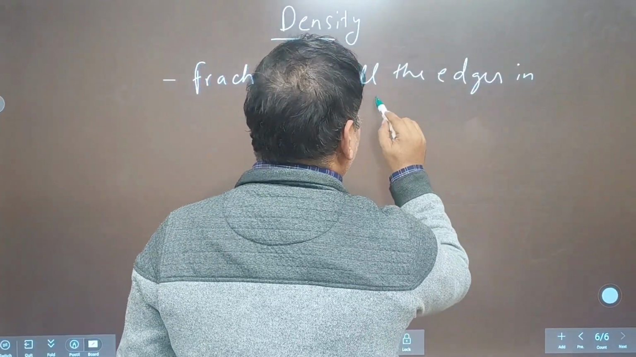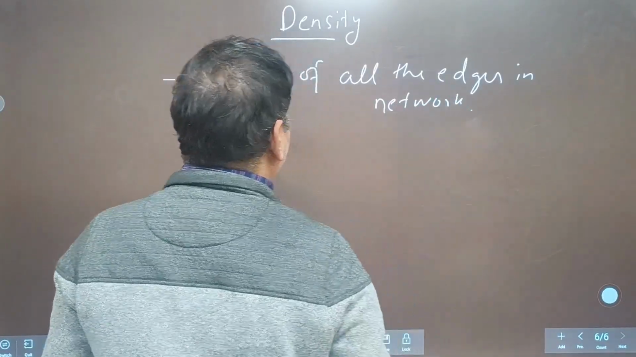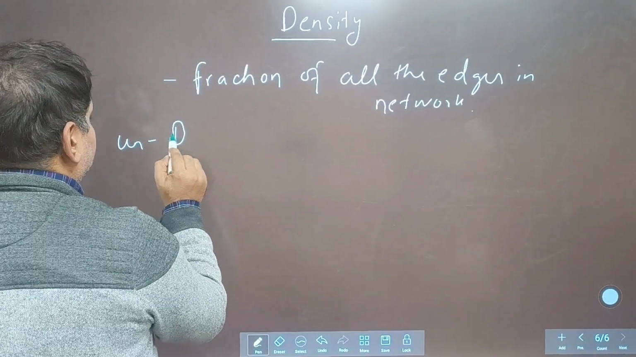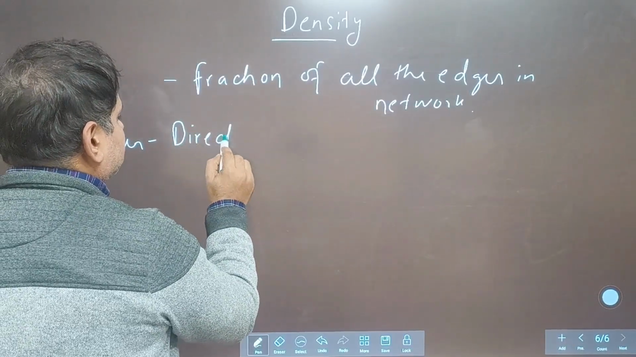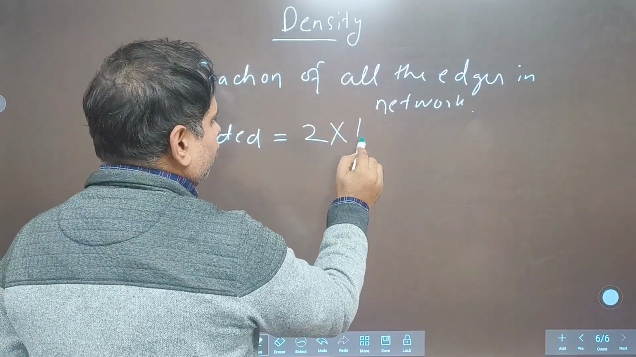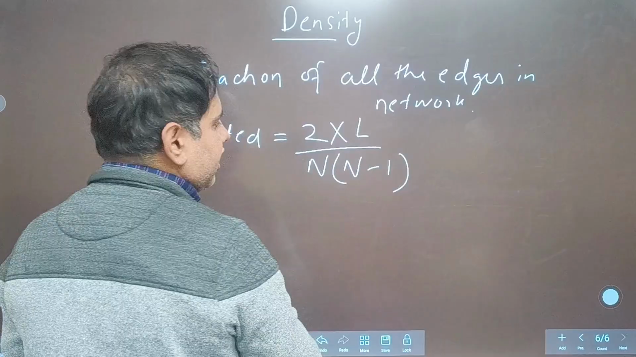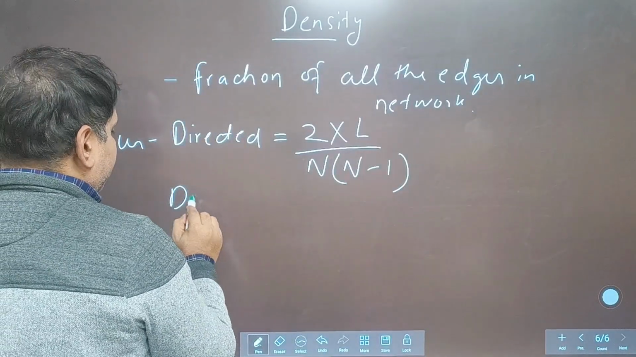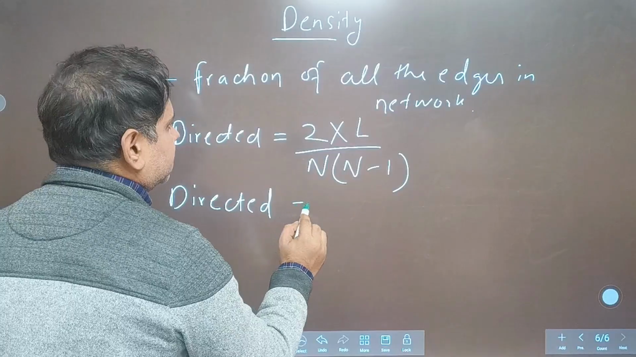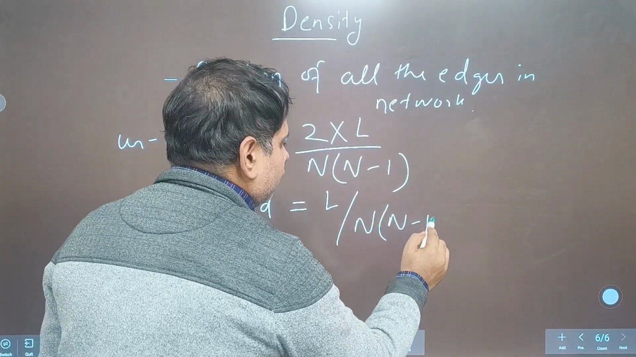All the edges in the network, that is your density, right? So how do we calculate it for an undirected graph? If your graph is undirected, then density is 2L divided by n into n minus 1, right? And for a directed graph, your density will be L divided by n into n minus 1.